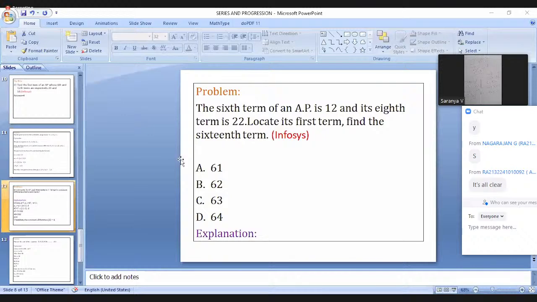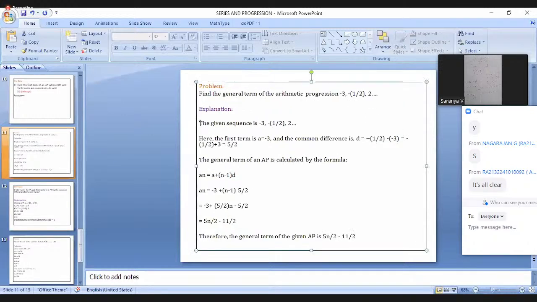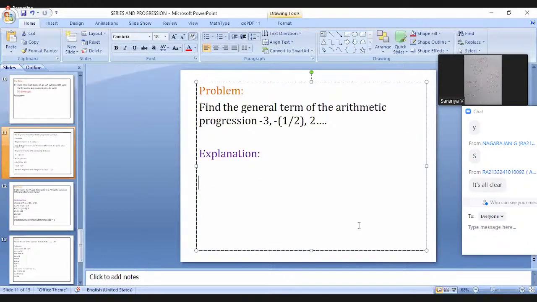Try this question. Find the general term of this arithmetic progression. So, from this series, we can easily find the first term and the common difference. By using the common difference and the first term, we can find the general form of the term. Okay. Can you try this?